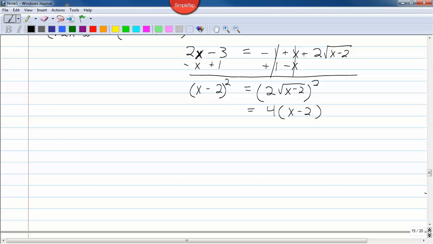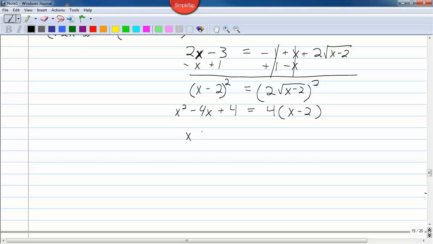Alright, now, on the left side, how do I multiply that out? I don't just square the first term and the last term. I have to FOIL that out, right? FOIL it out and simplify. x times x is x squared. x times negative 2 is negative 2x. Negative 2 times x is negative 2x. That's going to be negative 4x. Negative 2 times negative 2 is positive 4. Now that I've squared both sides again, I have no radicals.